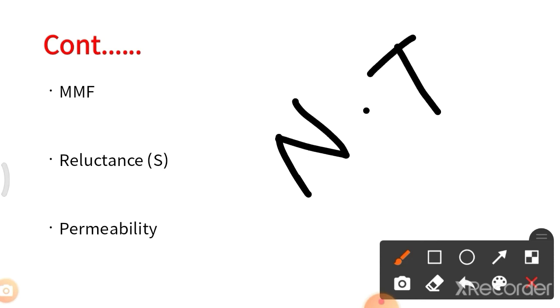Next point is magnetomotive force. To move any object from one place to another place, we require a driving force. Similarly, for flow of flux or production of flux in magnetic circuit, we require a driving force. That driving force is called as a MMF. The MMF is mathematically expressed as N multiplied by I, that is a current flowing through the turns multiplied by number of turns.